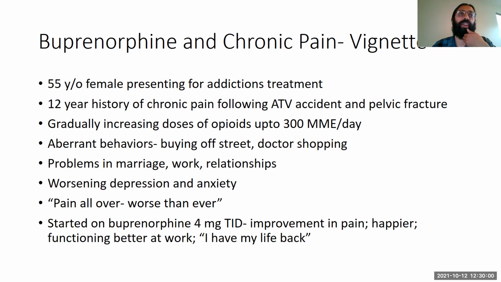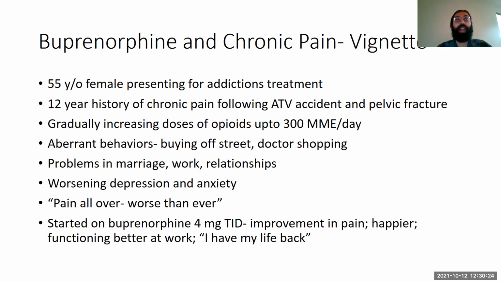And there was aberrant behavior. She was buying them off the street. She would run out early. She would turn to multiple providers, and she was having problems. It wasn't helping anything, right? Addiction was there. Her functioning was worsening. She was having problems in her marriage, at work, in relationships. She was reporting worsening depression and anxiety. And she actually said, I have pain all over, and it's worse than ever.